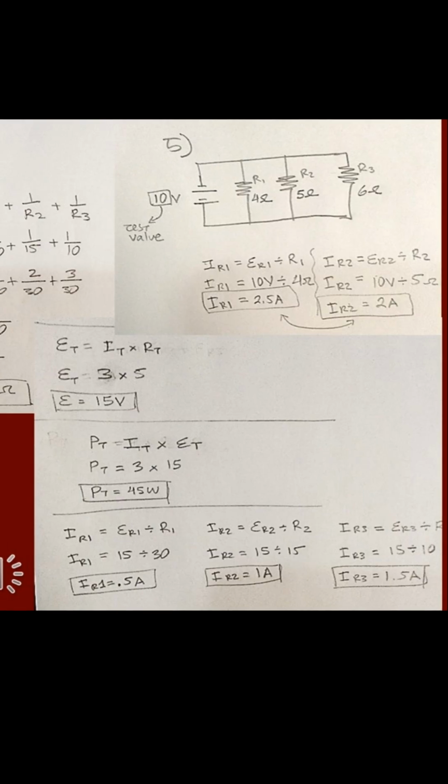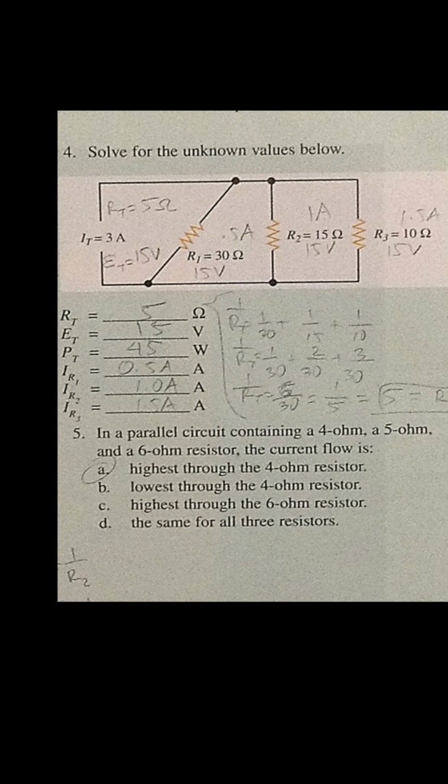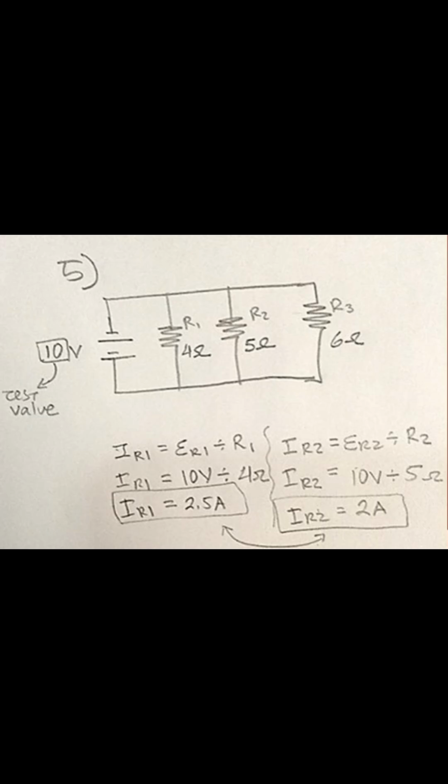For question number 5, in a parallel circuit containing a 4 ohm, a 5 ohm, and a 6 ohm resistor, the current flow is, it's already marked, the highest through the 4 ohm resistor. We work that problem out just to verify it. We draw out the circuit. We have a parallel circuit with 3 resistors, R1, R2, R3. R1 is 4 ohms, R2 is 5 ohms, R3 is 6 ohms. We have a 10 volt total or source voltage. We did not know the voltage at the source, but we put in 10 just to test out our theory that the highest current goes through the lowest value resistance.